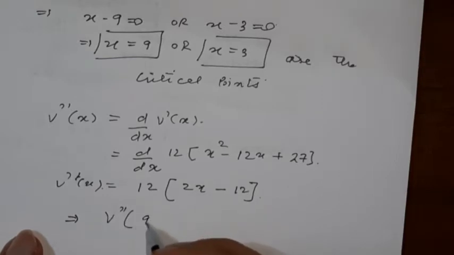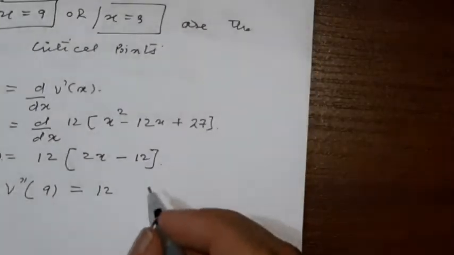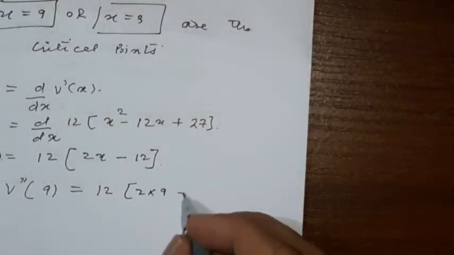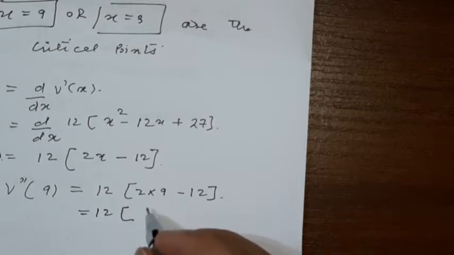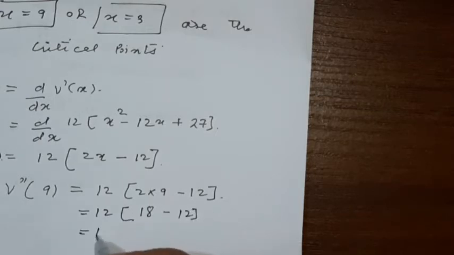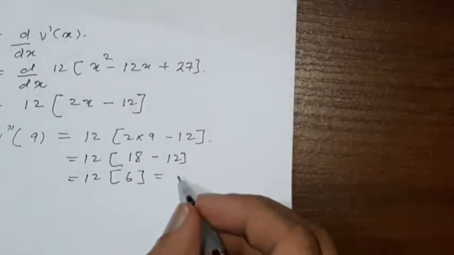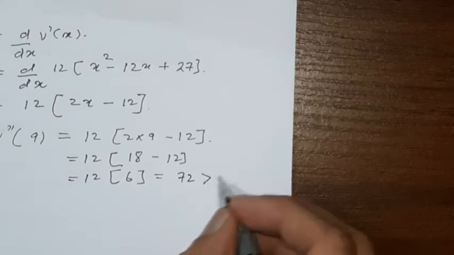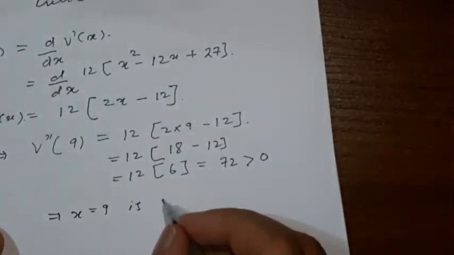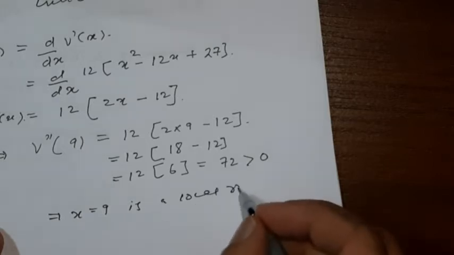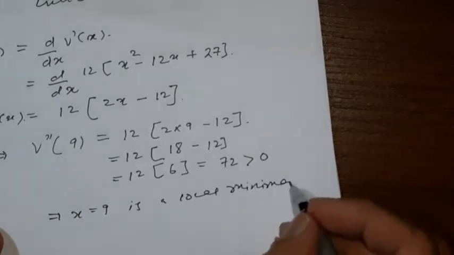So if you do that, f double prime of 9, that will be what? 12 times 2 times 9 minus 12. So that is 12 times 2 multiplied by 9 is 18 minus 12. So 12 multiplied by 6, which is 72, which is greater than 0. So x is equal to 9 is a local minima, right?